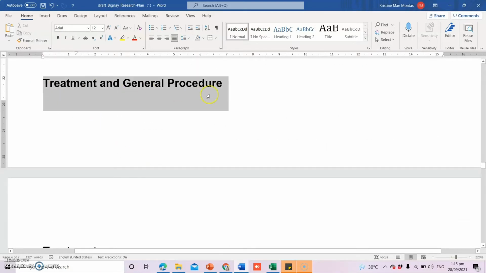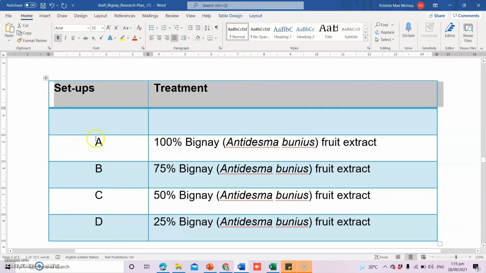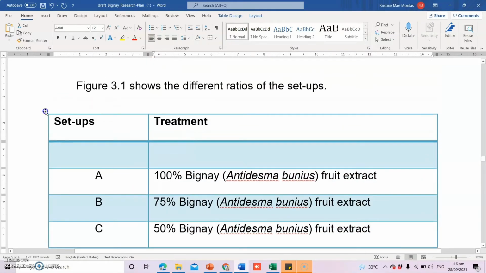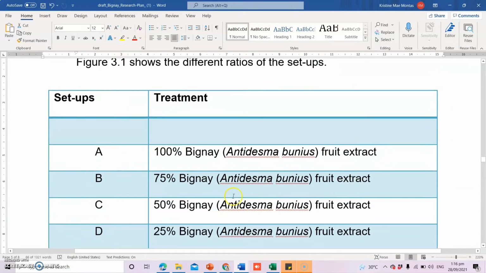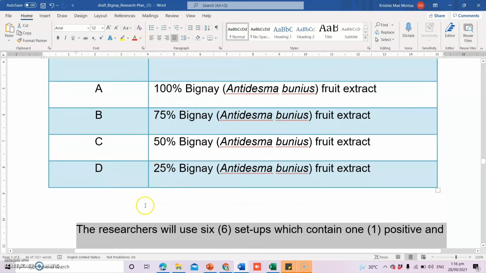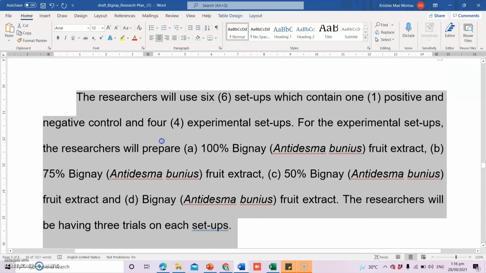And of course, after that, you have the treatment and general procedure. So, ilalagay nyo yung treatment, kailangan nyo ilagay yung research design. So, ano po ba ang setups ninyo? Ano ang meron sa bawat setup? So, for example, dito 100% ang bignay, naging 75, tapos naging 50, naging 25 dun sa setup D. Ayan, this is for the research design. And of course, hindi lang basta ilalagay nyo siya sa table, but you have to explain it. Explain nyo ano bang meron dyan sa table na yan. Kasi not all students who will read your research paper can understand this table. So, you have to write it in words.